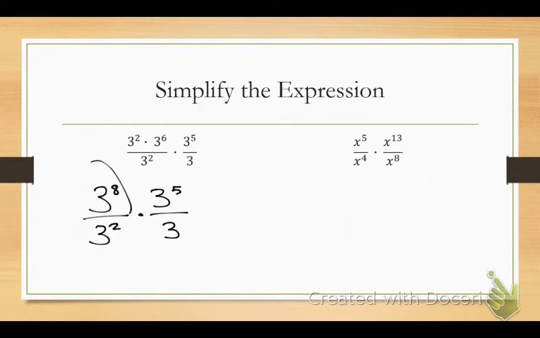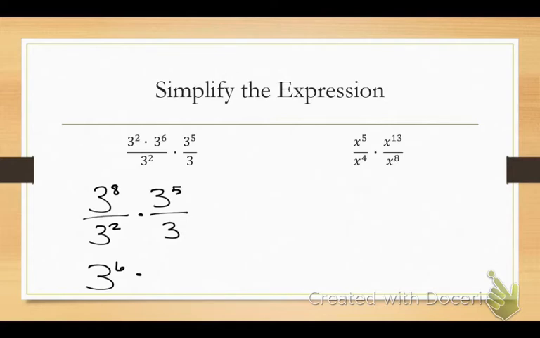What can I do next? I can simplify the fraction, right? When I simplify my first fraction, what's it going to be? What's it going to be when I simplify the first one, Faith? You get 3 to the 6th power. Yep, 3 to the 6th power. Times 3 to the 5th power, because 5 minus 0 is 5.